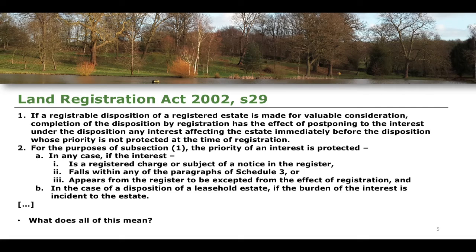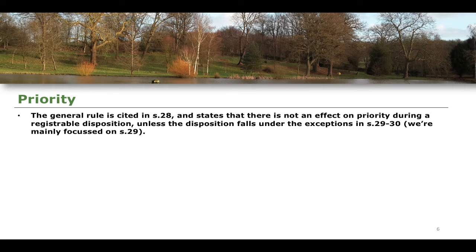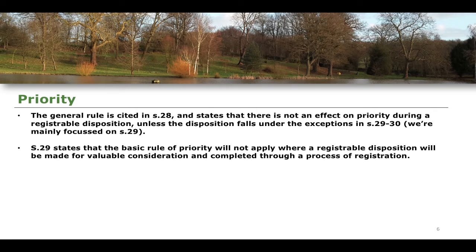Well, subsection 1 is the most important part of this particular piece of legislation. What it tells us here is that the general rule that we saw in section 28, which was the rule of priority, states that there is no effect on priority during a registrable disposition. This means that the list of interests is unchanged when there is a registrable disposition, like a conveyancing, for example. When that happens, there is no change whatsoever. The purchaser will be bound by those interests, except for situations which fall under the exceptions in section 29.